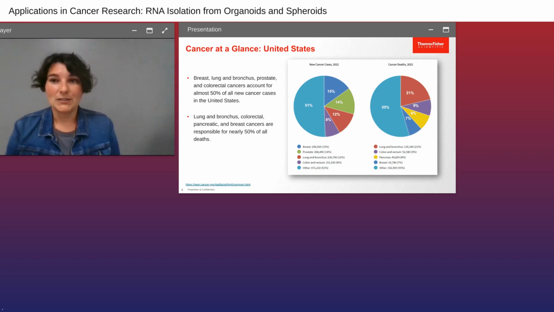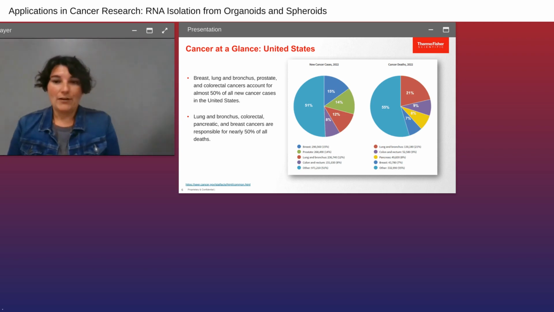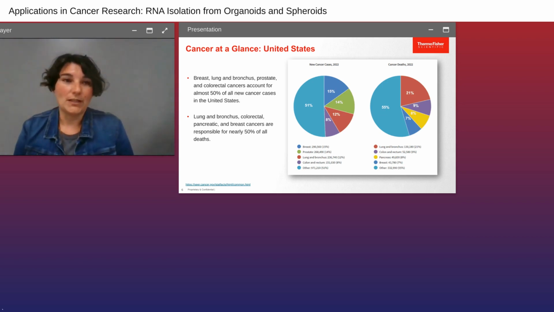Again, if you look at prostate cancer, it's about 14% of the new cases that are diagnosed, as shown in the green. However, if you look at the deaths, it doesn't even show up. That's quite interesting as well, and again, it's because of early detection and the progress that we've made with researching these cancers. However, if you look at lung and bronchus cancers, those are 12% of the new cases, yet 21% die from bronchus and lung cancers. So this is highlighting an area where more research is needed.